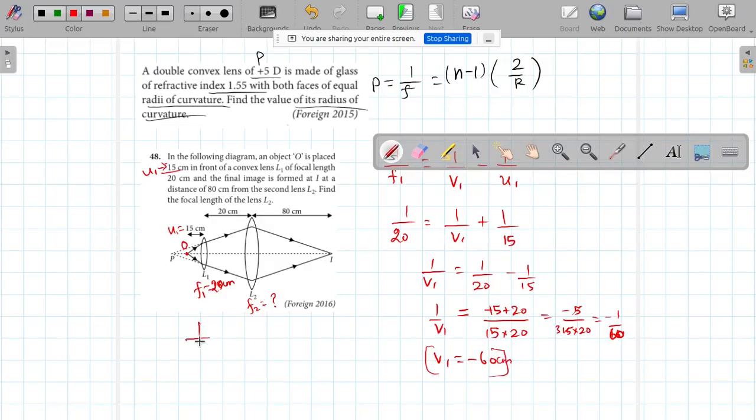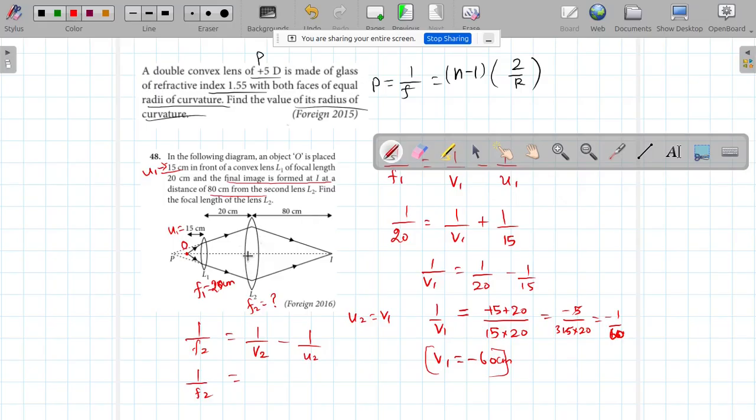Now we will go for 1 by f2. 1 by f2 equals 1 by v2 minus 1 by u2. But u2 equals v1. Now insert the values. 1 by f2 is what we are going to find, the focal length f2. But v2, in the question itself they have given the final image is formed at a distance of 80 centimeter from the second lens.